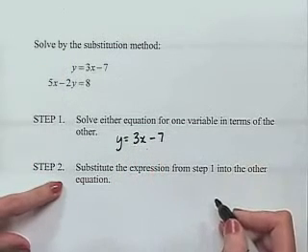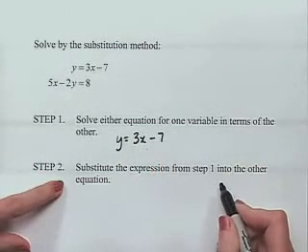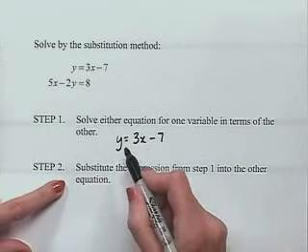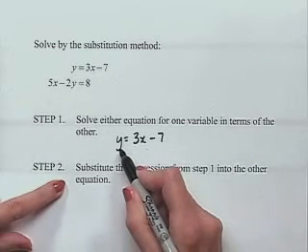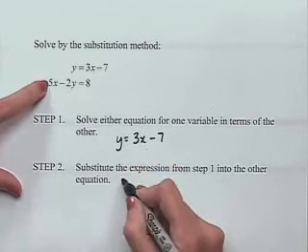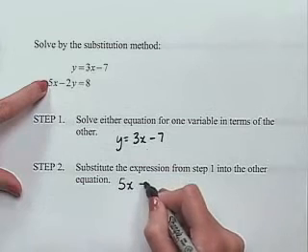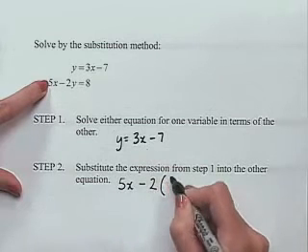Step 2. Substitute the expression from step 1 into the other equation. Notice that in step 1 our equation solved for y. So we take our second equation, and where we see the variable y, we're going to replace it with 3x minus 7.